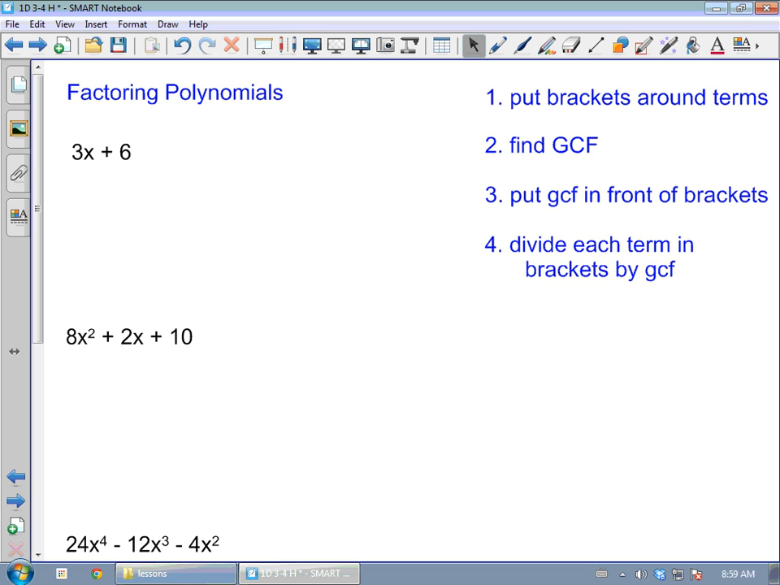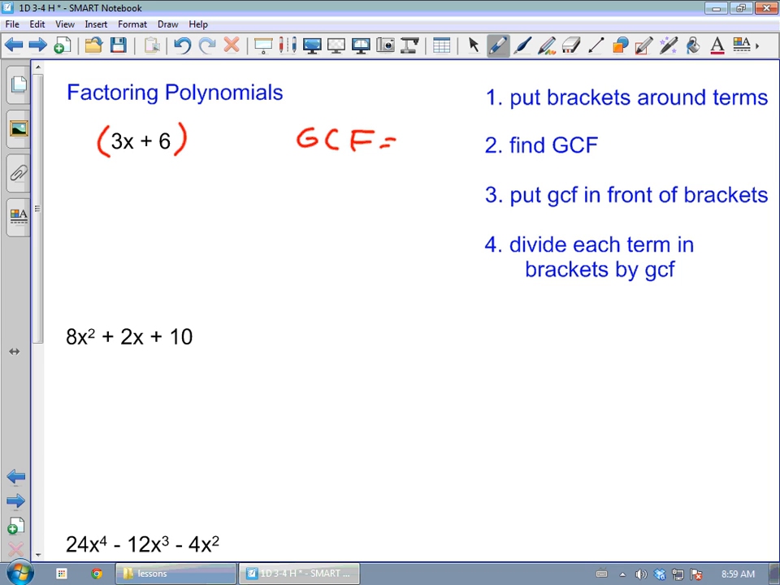First thing we're going to do is we're going to put brackets around our terms. Okay, so I'm just going to move this over a little bit. I'm going to take this thing and I'm just going to say this is my polynomial right here, 3x plus 6. That's what I want to factor. Next step, I'm going to look for the greatest common factor between those two terms in the brackets. So what is my greatest common factor going to be here? Well, let's see. I got two numbers, 3 and 6. What divides evenly into both 3 and 6?